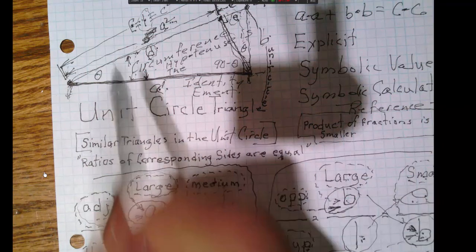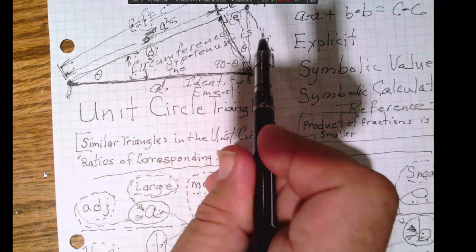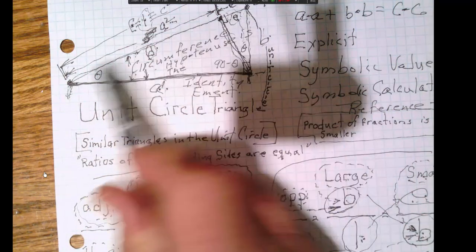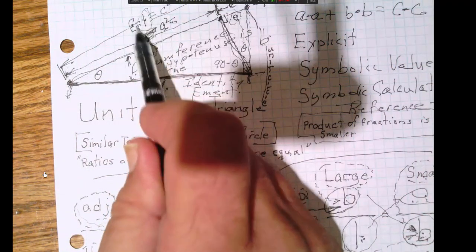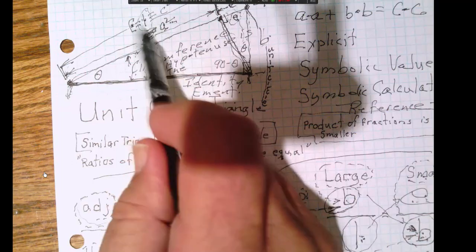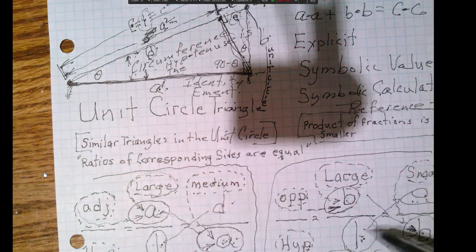So the opposite side of the large triangle is right here, and it's B. And the hypotenuse for the larger triangle is right here, which is unity, or the identity element of 1, or C, the side C. So that's B over 1. You can pause your video if you need to be comfortable with that.